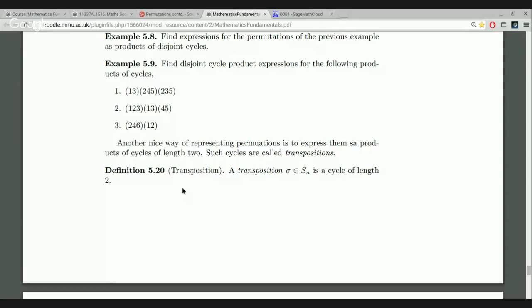One thing I maybe didn't address specifically. What is sigma inverse?